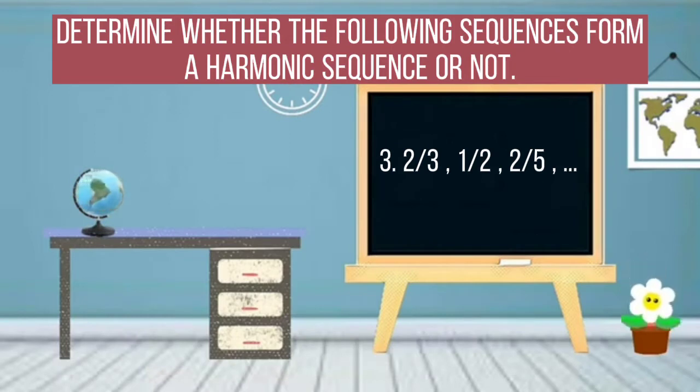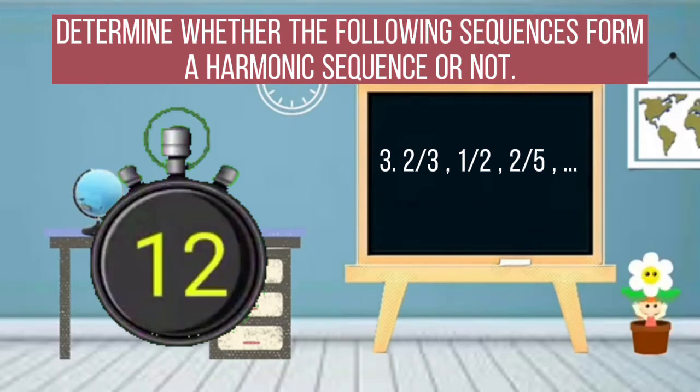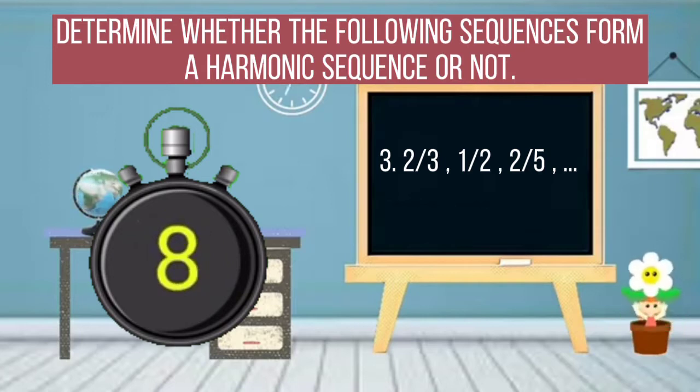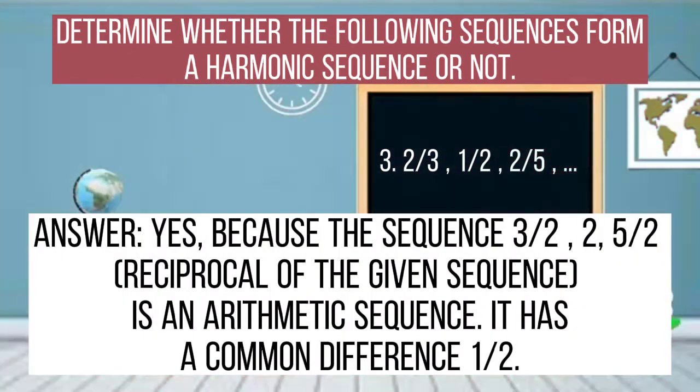Number 3: 2/3, 1/2, 2/5. Yes, because the sequence 3/2 to 5/2 is an arithmetic sequence. It has a common difference, which is 1/2.